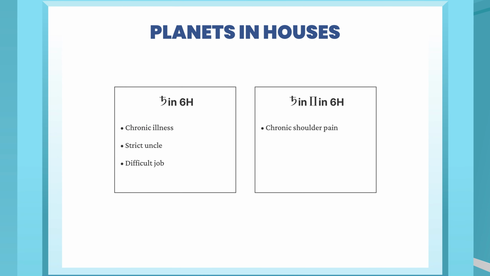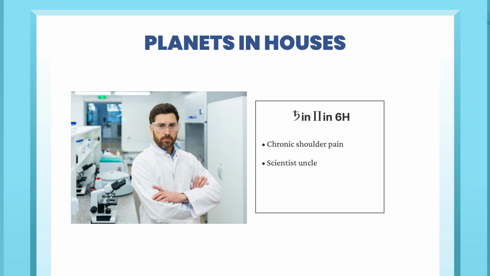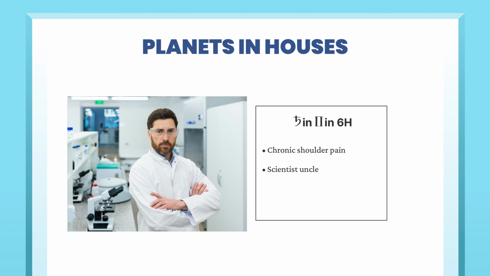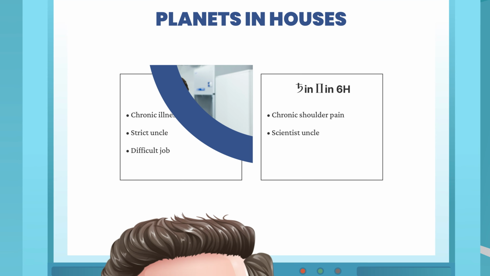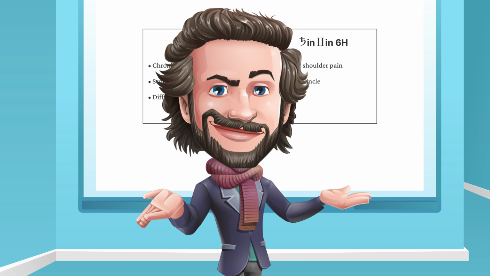Gemini adds intellect and study. I'd say a scientist uncle, disciplined, analytical, maybe even a bit cold in conversation. Wonderful. Saturn plus Gemini turns into serious intellect, perfect for a scientific mind.